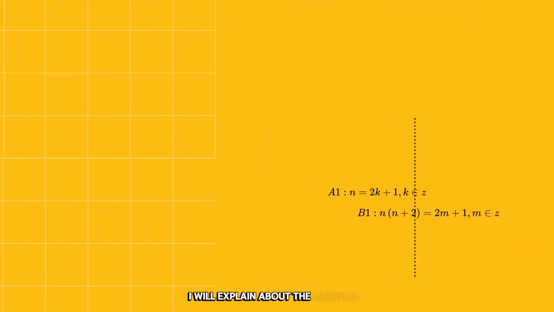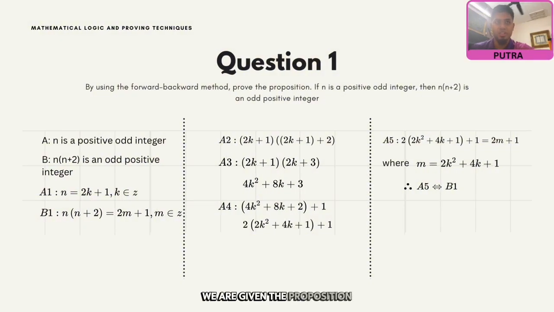I will explain question 1. We are given the proposition, which is if n is a positive odd integer, then n(n + 2) is an odd positive integer. So we have to get our A and B first, where A stands for hypothesis and B stands for conclusion. Then we have to get our A1 next, which is n equals 2k + 1 for some integer k, because it's already set in A, where n is a positive odd integer.